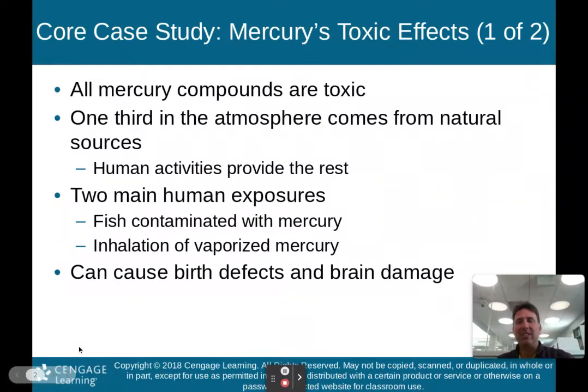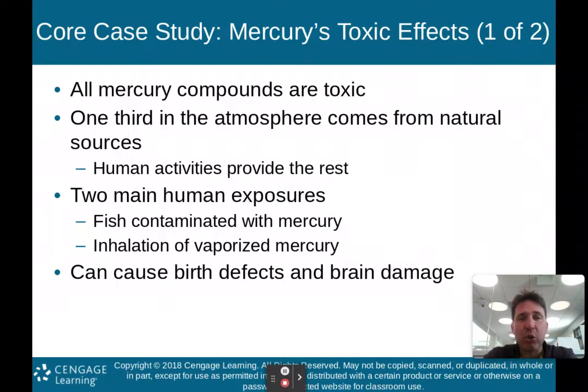We start off with a core case study talking about mercury. Mercury is a very toxic compound. All mercury compounds are toxic. In fact, we used to use them in thermometers way back in the day. Now, if you see a red liquid inside a thermometer, it is no longer mercury, because mercury was used previously. But again, all mercury compounds are toxic. One-third of the mercury in the atmosphere comes from natural sources. Two-thirds comes from human activity. So obviously we're putting more mercury into the atmosphere than is there naturally.